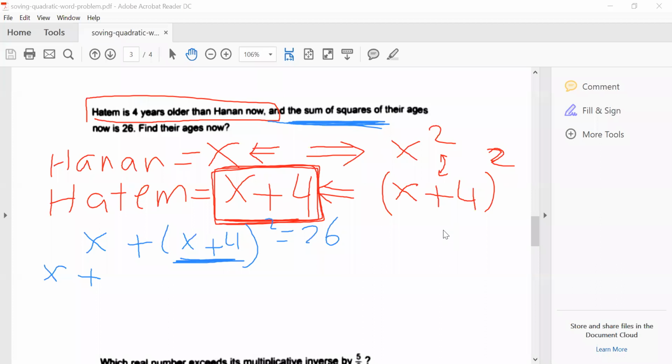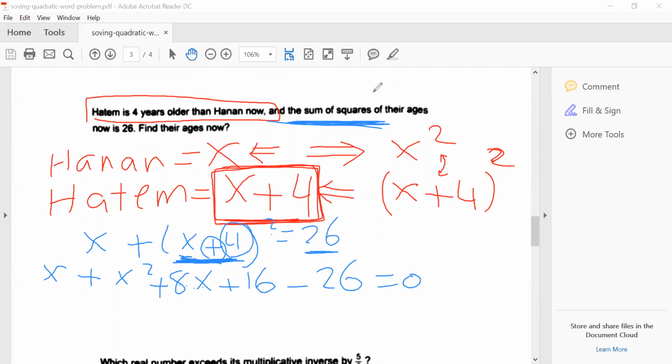First squared, second squared, first times second times 2. I want to multiply this binomial: first square, which is X square, at the end the second square, 4 square, 16. Then the middle term will be 2 times first times second, 2 times 4 times X, 8X. The sign of the middle is positive, so here it will be positive. Then 26 is outside; take it inside by the opposite sign, so it will be negative 26 equals 0.